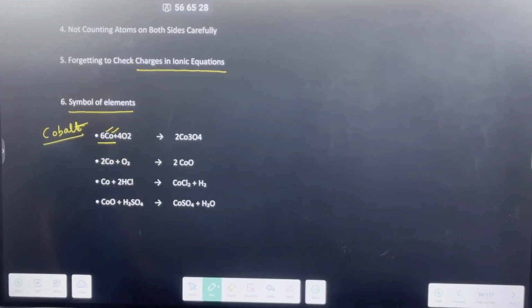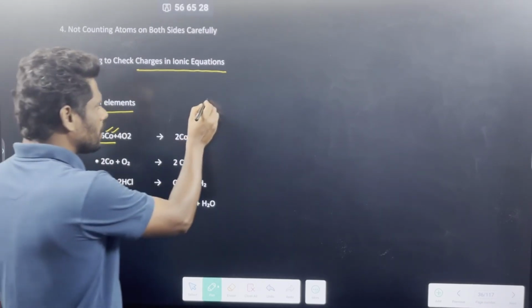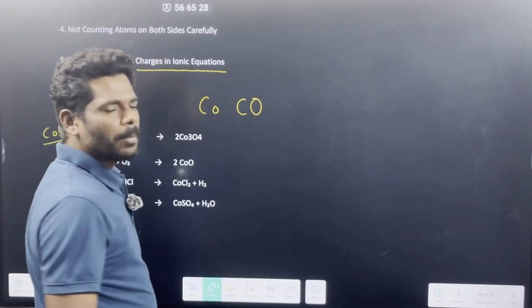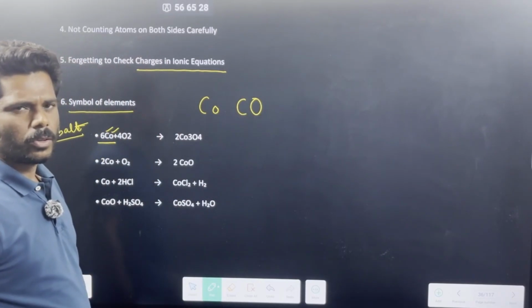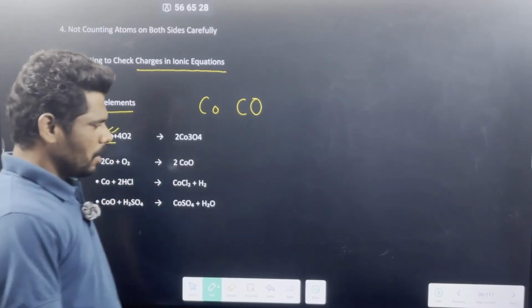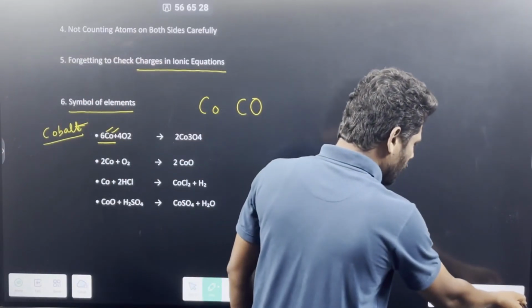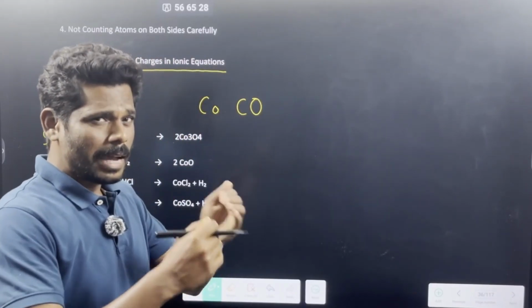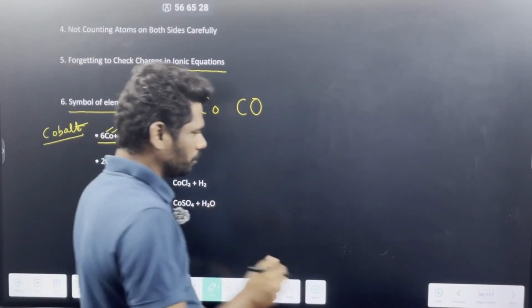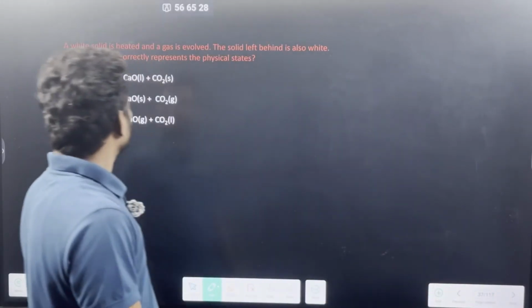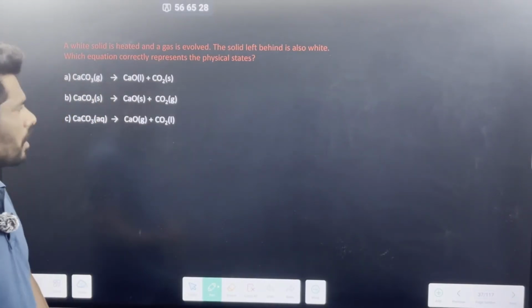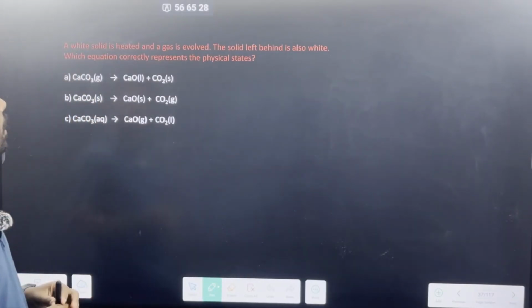So to find the difference, this is the symbol of cobalt, as you know, and this is the carbon monoxide. Just be careful while dealing with the elements and compounds where their symbols and formulas look similar. Now, here is an interesting question. Let's try to understand them.